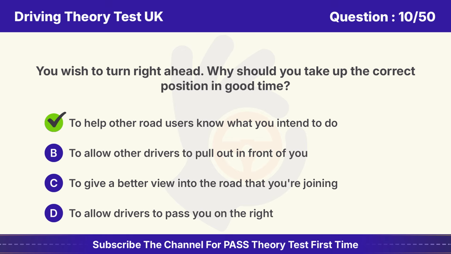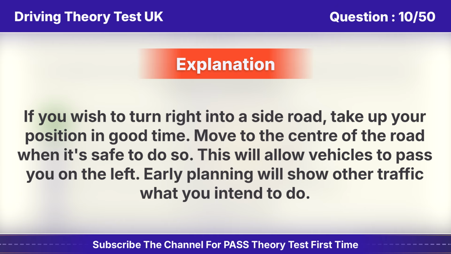Answer is A. To help other road users know what you intend to do. If you wish to turn right into a side road, take up your position in good time. Move to the center of the road when it's safe to do so. This will allow vehicles to pass you on the left. Early planning will show other traffic what you intend to do.